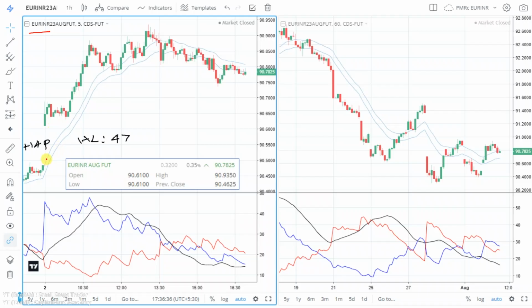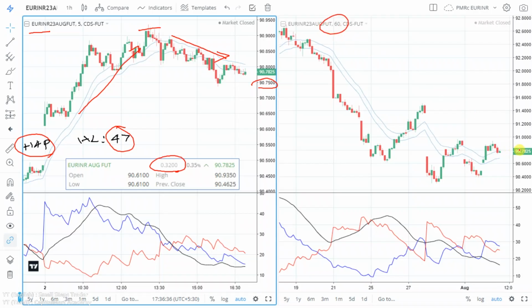Euro INR. It opened with a 14 paise gap up, and after that it was a gradual up move only. Until 1 o'clock it reached the peak. From then on, there was a small correction from 90.92. It came down to 90.75, around 20 paise corrected. Then at the end, it closed with 32 paise on the upside. So 47 paise is the whole volatility. This is normal volatility, but a 32 paise closure is quite a significant movement.